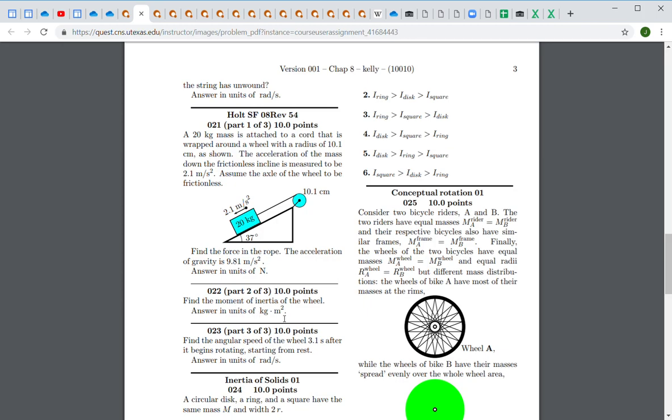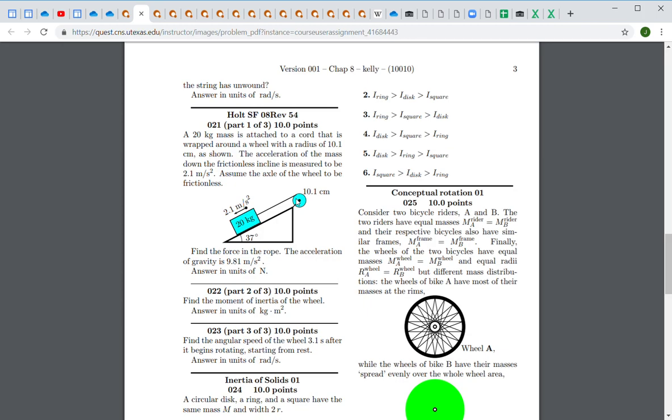Part 2, find the moment of inertia of the wheel. Here I can apply torque net equals I alpha for the wheel. If I know the acceleration of the box, that's the same as the tangential acceleration of a point on the tip of the wheel, then I can use a tangential equals R alpha to find alpha for the wheel. And then I can apply torque net equals I alpha. We now know what alpha is.